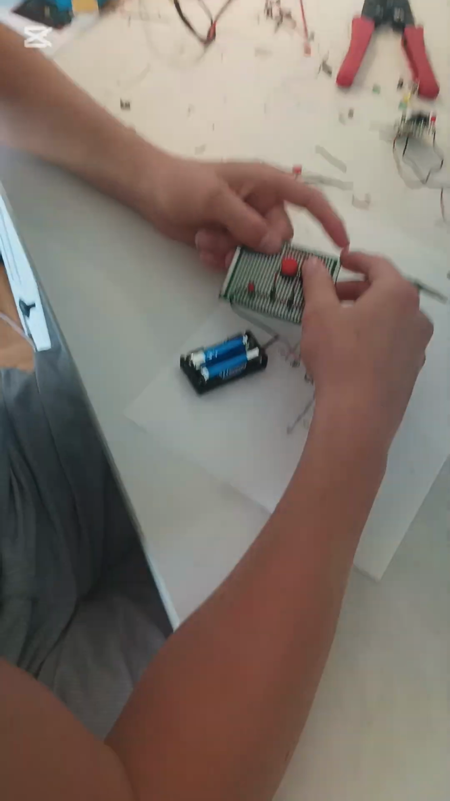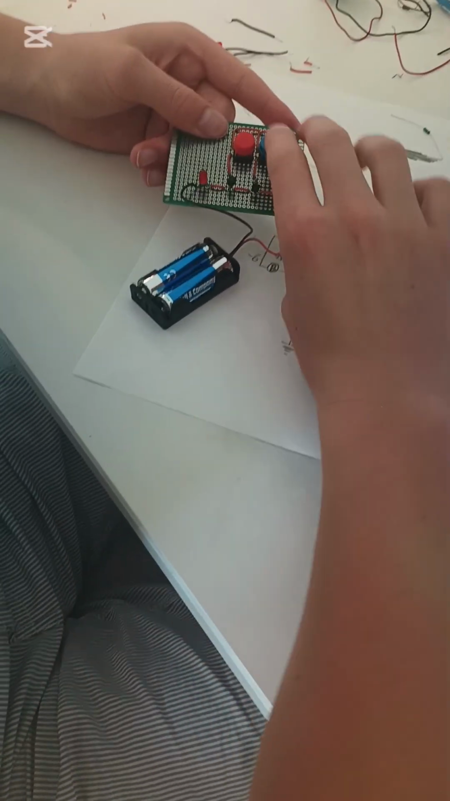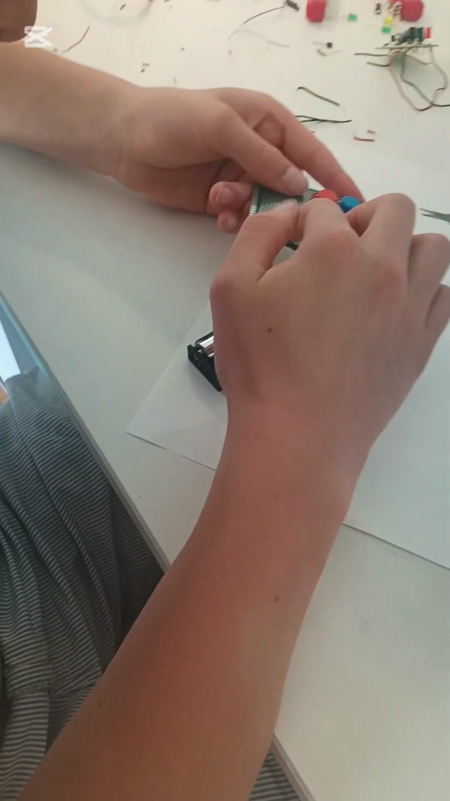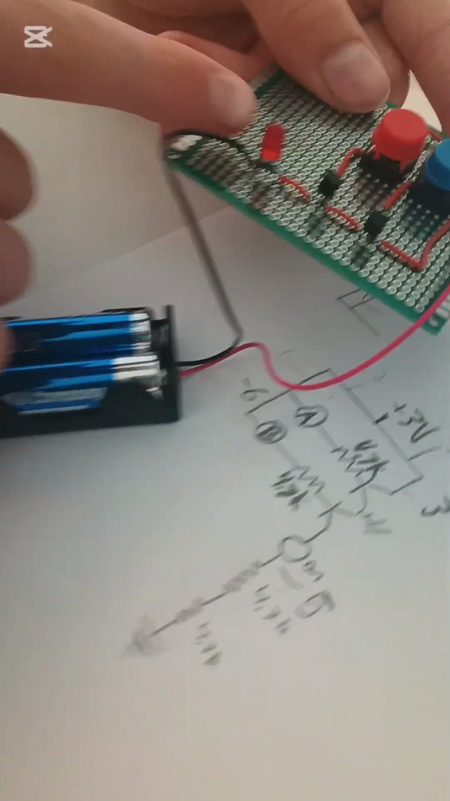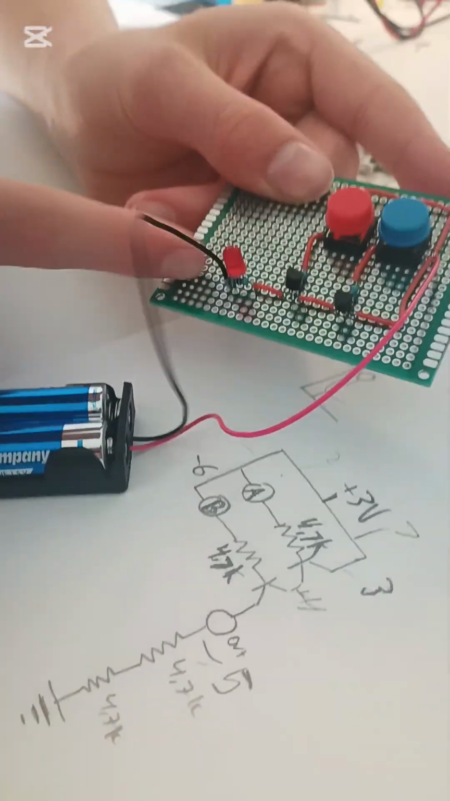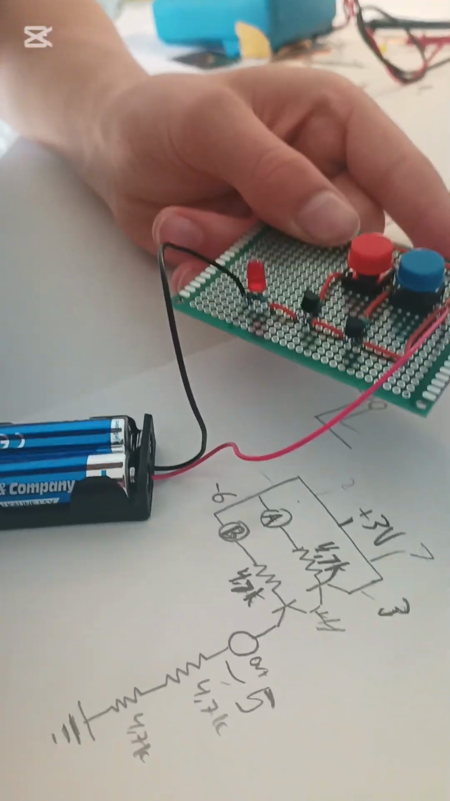So as you can see, when I only press the blue button, it doesn't turn on. Only the red, it doesn't turn on. When I press both, it does turn on. And what I did was, I changed this resistor and the light from being in a series, so in the same row placed after each other, to being in the same hole parallel to each other.